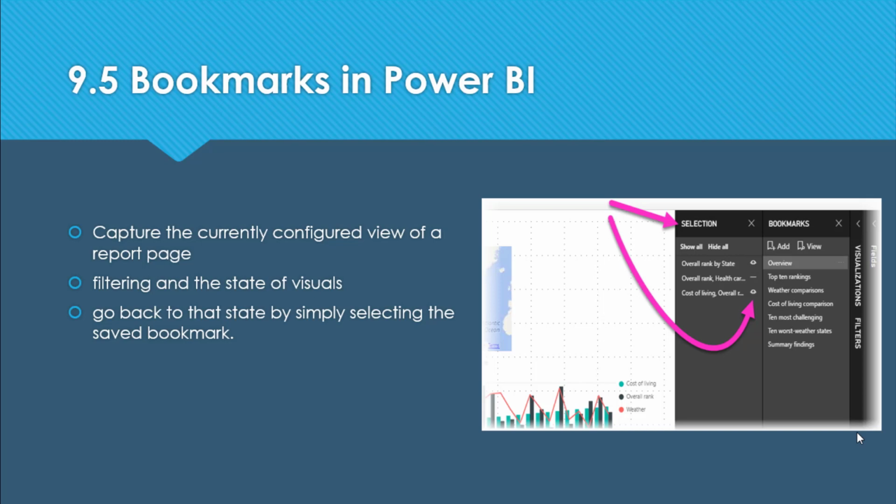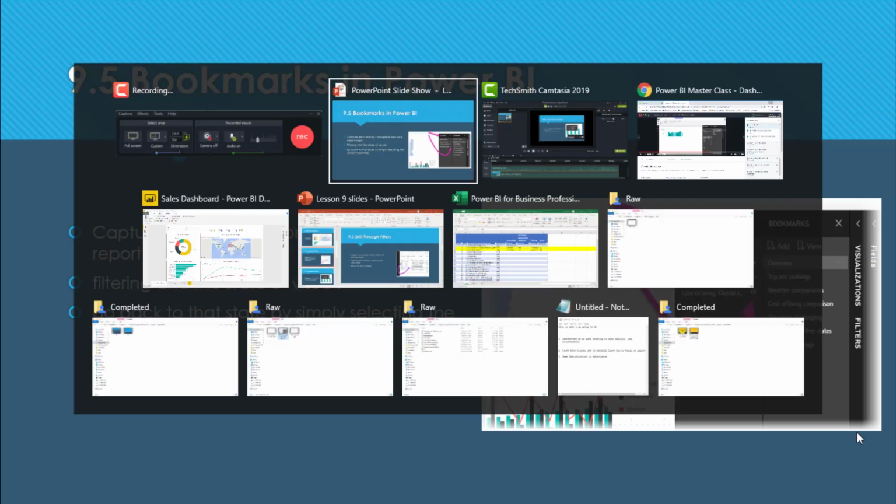So for example, I'll quickly go through the features of bookmarks. It captures the currently configured view of a report page and the filter state of visuals, and you can go back and forth, selecting your previous bookmark state. So I'll demonstrate this.